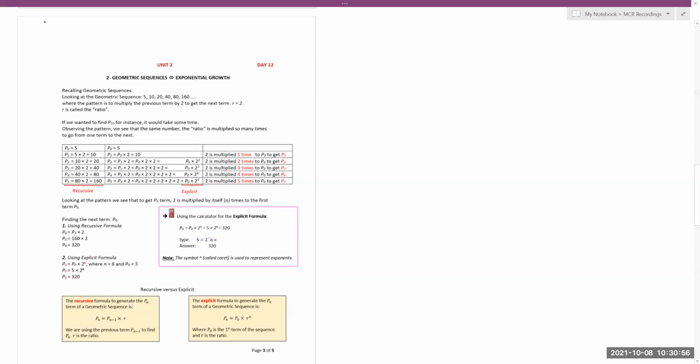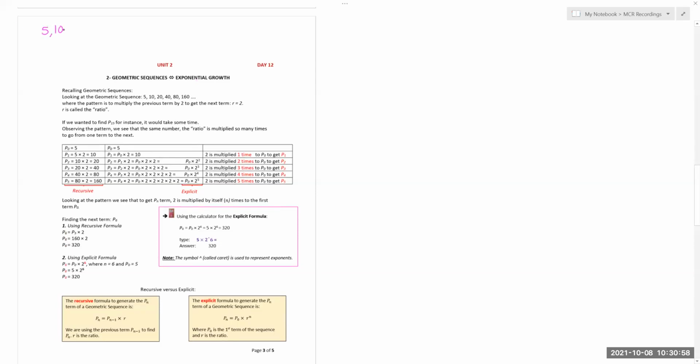So when we have our geometric sequence, 5, 10, 20, 40, what we're doing is we're multiplying by 2. So our P0, our initial value, is 5. To get the 10, we go 5 times 2, which is 10. To get the 20, we go 10 times 2, which is 20. 20 times 2, which is 40. And that's this recursive formula. So our recursive one uses the previous term.